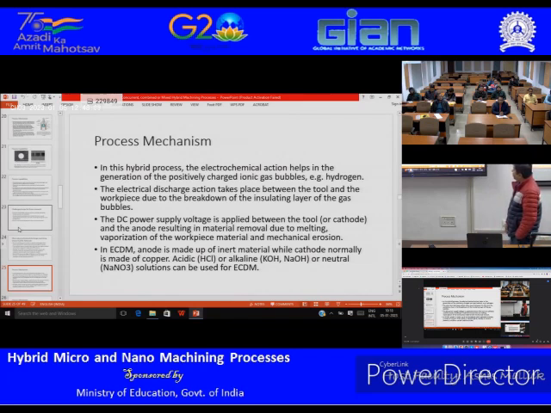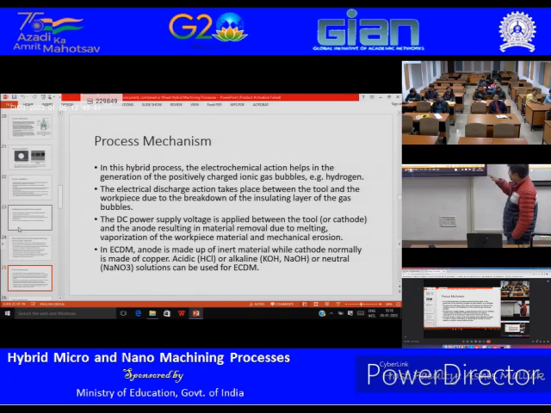So the process mechanism is step by step. The electrochemical action helps in the generation of positively charged ionic gas bubbles like hydrogen. Then electrical discharge action takes place between the tool and the workpiece due to the breakdown of the insulating layer of the gas bubbles. This is mostly when you are machining electrically conductive materials. Then we'll talk about electrically non-conductive materials. So the DC power supply voltage is applied between the tool and the anode.